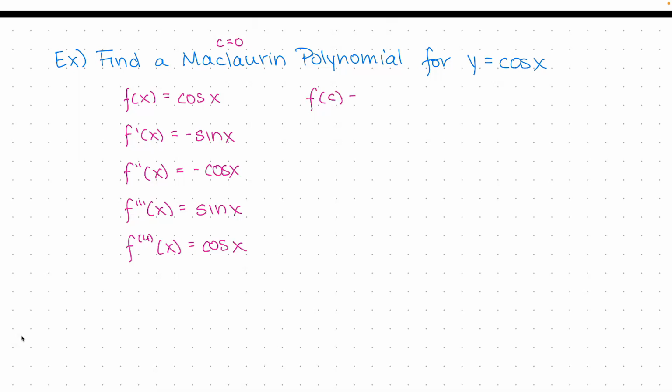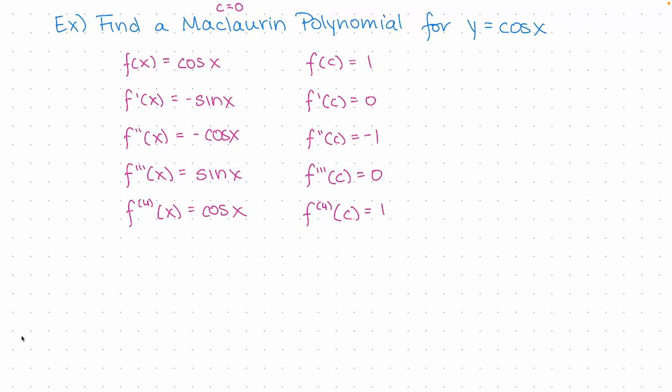So f of C is 1, f prime of C is 0, f double prime of C is negative 1, third derivative is 0, fourth derivative is positive 1. Definitely a pattern happening here. All right. So we can see now the derivatives are just going to go 1, 0, negative 1, 0, 1, 0, negative 1, 0, 1, 0, negative 1, 0. And we'll just plug it in and see what we get. So any questions there?